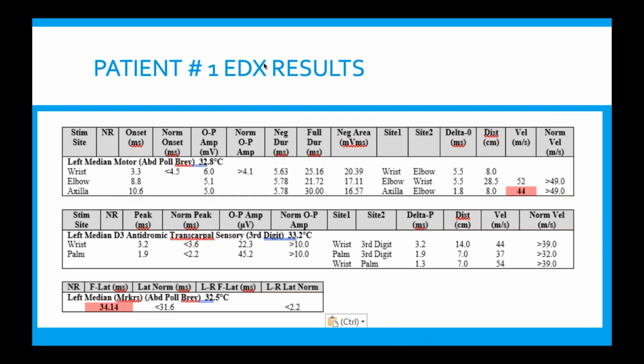So the results are similar in the upper extremities as they were in the lower extremities. We see that the amplitudes were a little bit on the low side, but still normal for the motor nerves. Distal latencies were normal. Transcarpal latency was normal, but we do get that slowing of the nerve in the proximal segments, from the axilla to the elbow. And also the F wave was prolonged for his age and limb length, and the F wave was definitely prolonged.